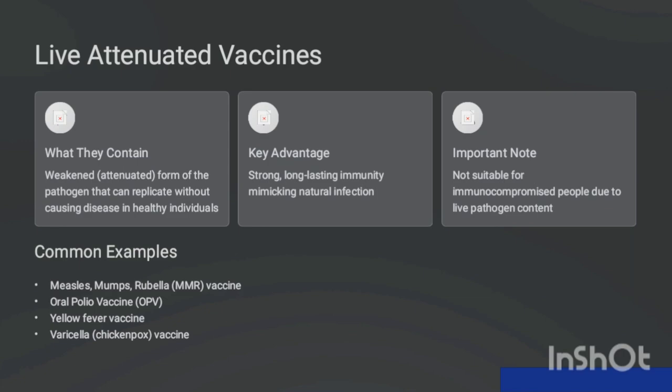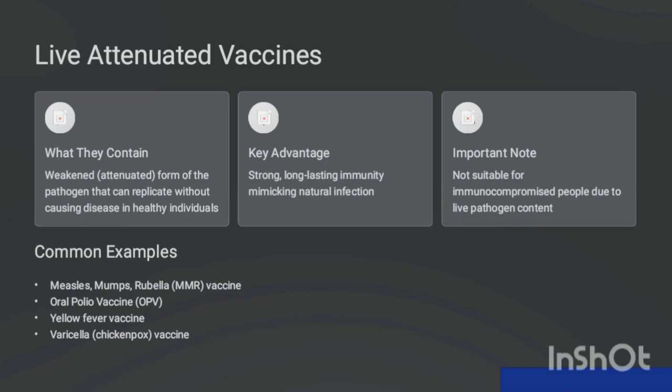2. Live attenuated vaccines. Here is a breakdown of the key points you can use to explain the topic. What they contain: these vaccines use a weakened, attenuated form of the actual pathogen. This weakened form can replicate within the body without causing disease in healthy individuals. Key advantage: they offer strong, long-lasting immunity because they closely mimic a natural infection.